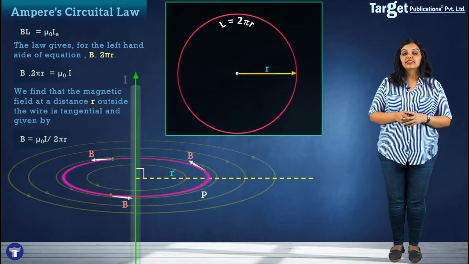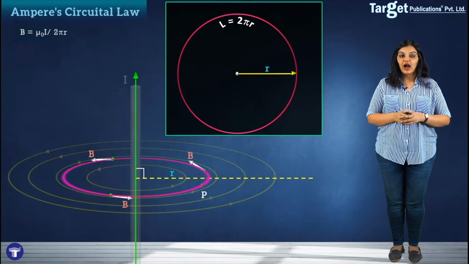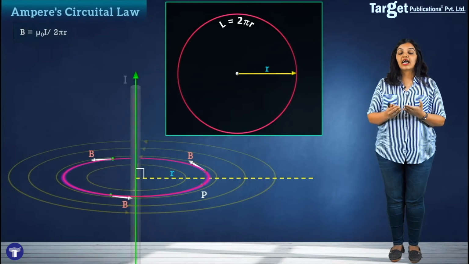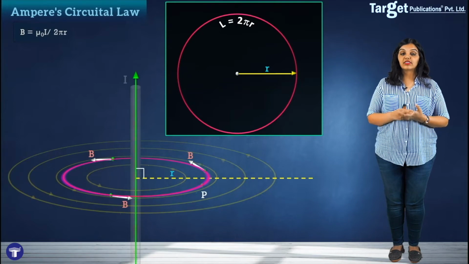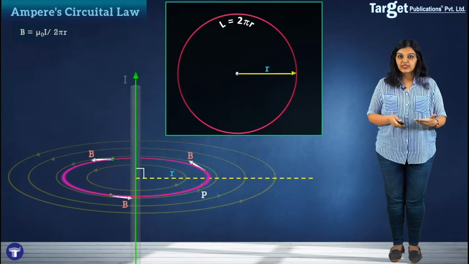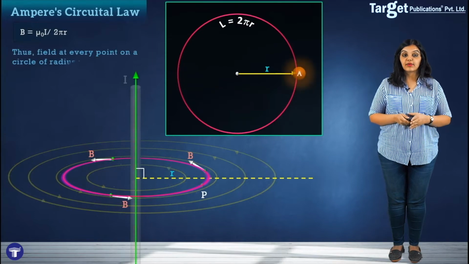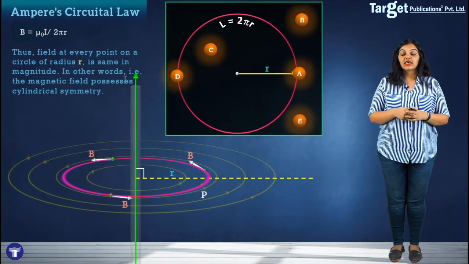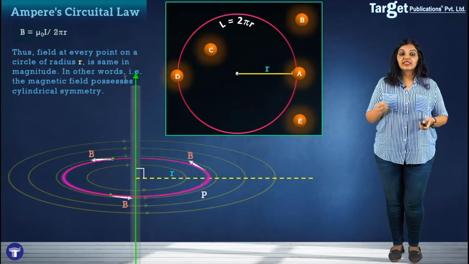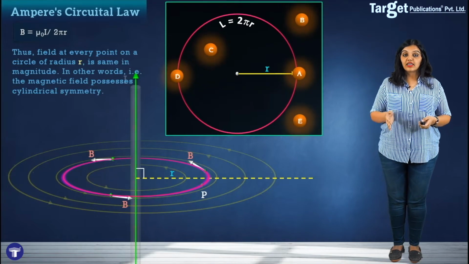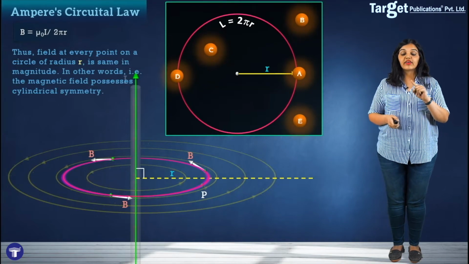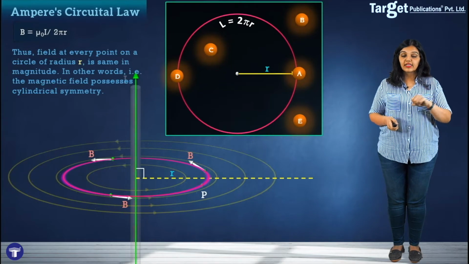So I see that B is equal to mu naught I upon 2 pi r, and this is the expression that I could have got even from Biot-Savart's law, but I got it in a much faster way, basically in 2-3 steps using Ampere's law and the symmetry of the system. So thus you can see from this expression itself that the field at every point at a circle of radius r is the same, because the only thing the magnetic field depends upon is r, everything else is a constant.